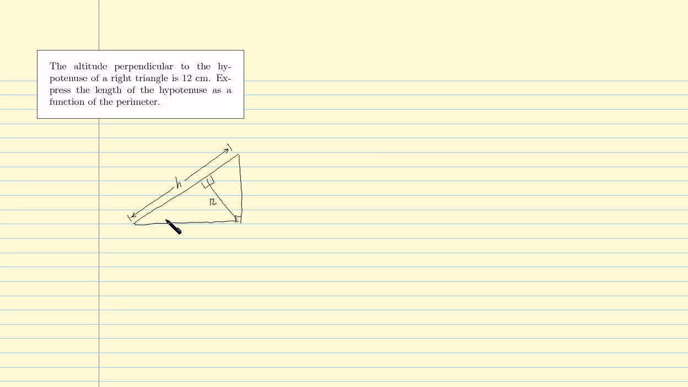Well, it's hard to label perimeter here on the picture, but we know the perimeter is the sum of the lengths of the three sides. So let's call this one x, and let's call this one y, and maybe over here we write something like p equals x plus y plus that third side of h. Okay. All right, so now where do we go?